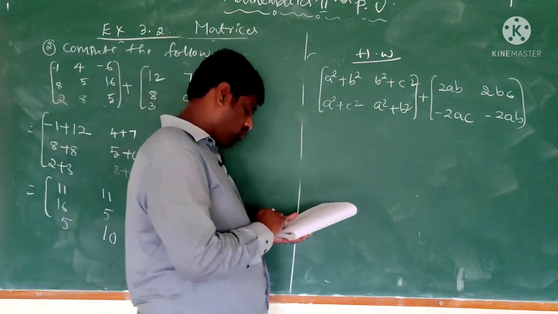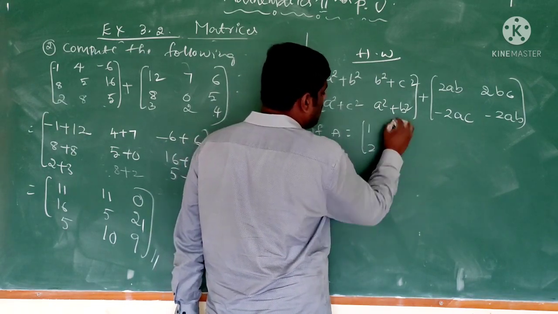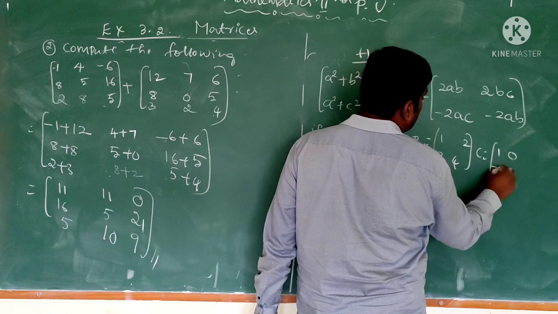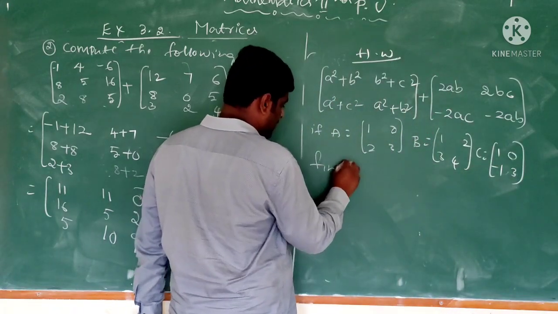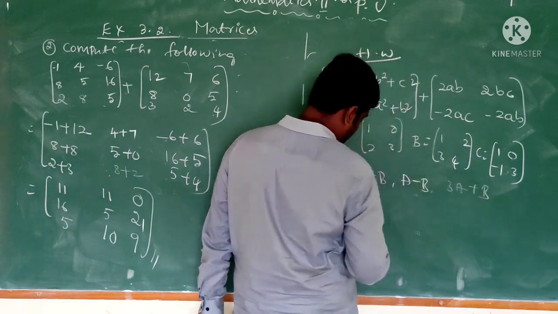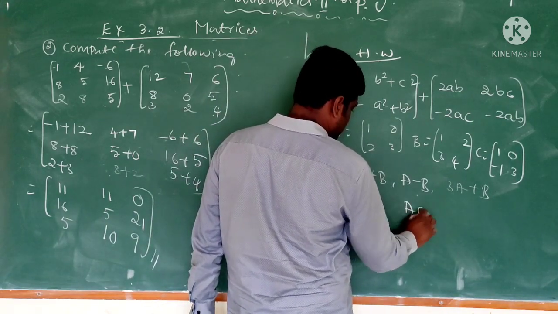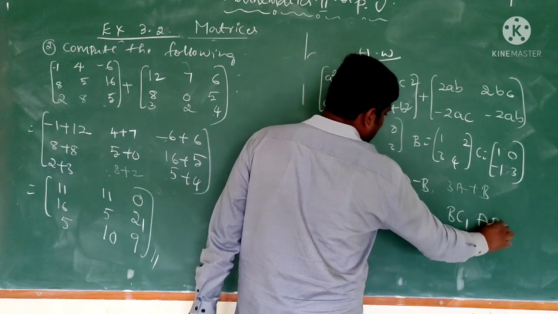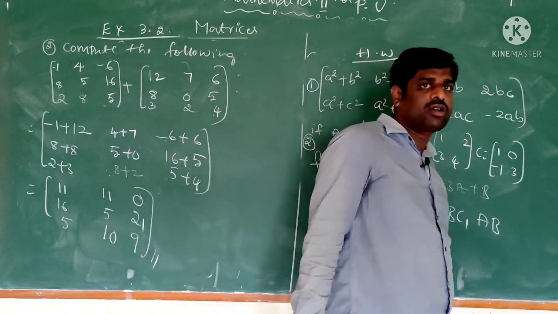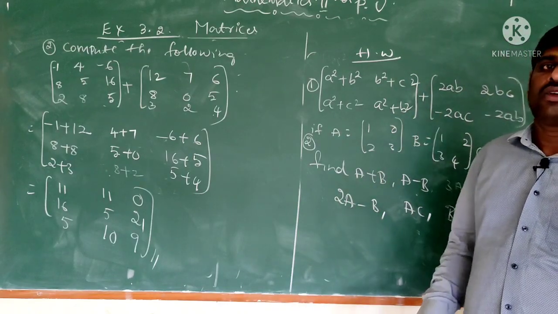Next, I have given two problems as homework for you. If A is equal to 1, 0, 2, 3, B is equal to 1, 2, 3, 4, C is equal to 1, 0, minus 1, 3. Find A plus B, A minus B, 3A plus B, 2A minus B, and find AC, BC, AB. Okay, so these two problems are homework for you. You have to do them yourself and send them to our Shashir sir. These two problems are compulsory, so all of you do it yourself.